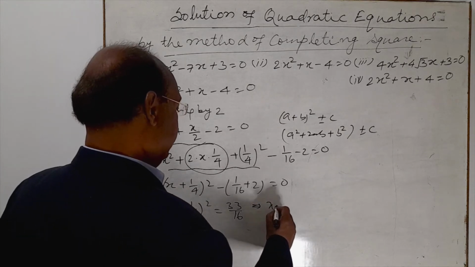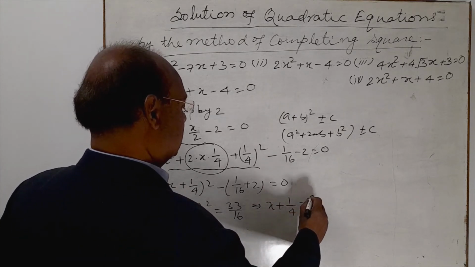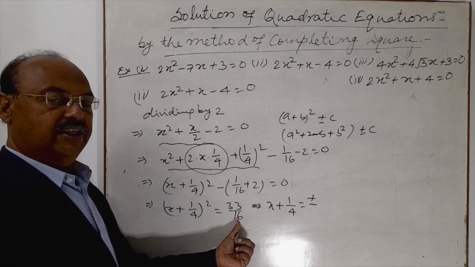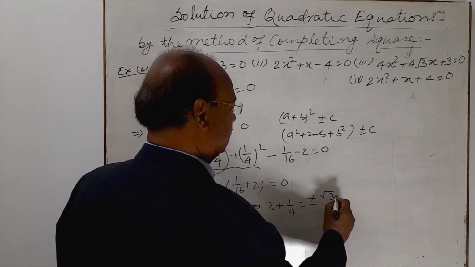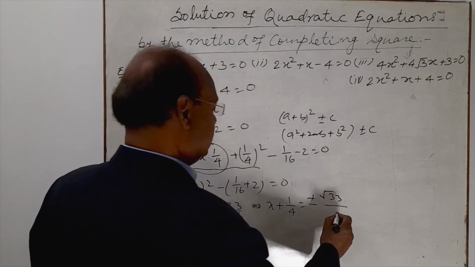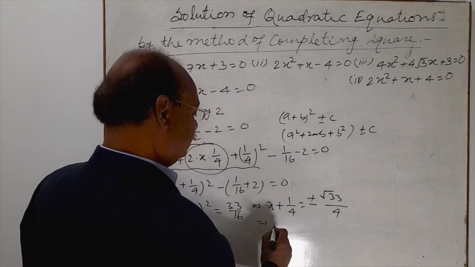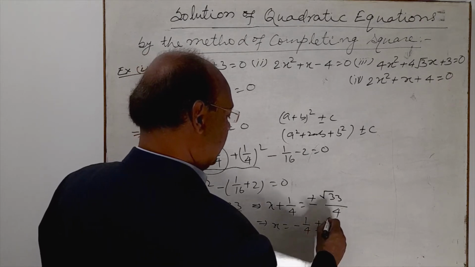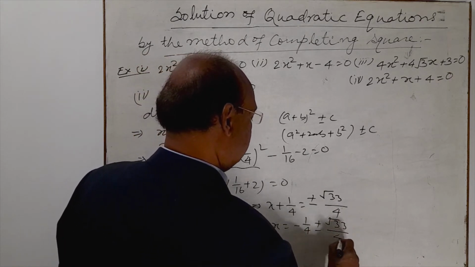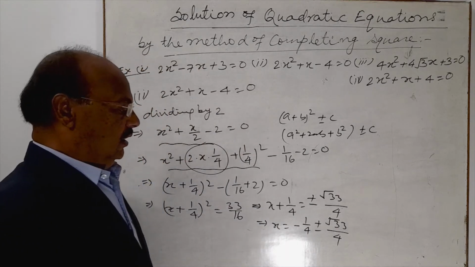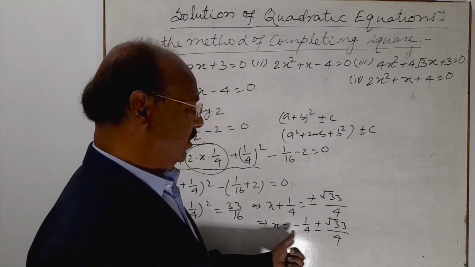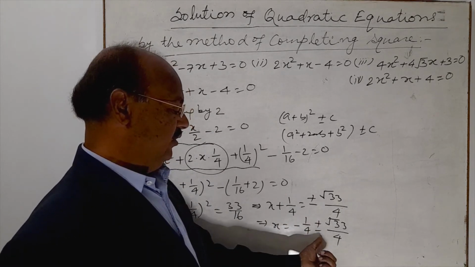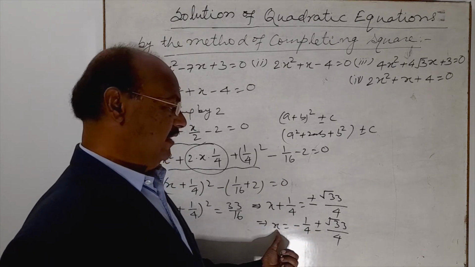And therefore, taking square root on both the sides, this square will be removed from here. So you will get x plus 1 by 4 is equal to plus minus square root of 33 by 16. Means square root of 33 and square root of 16 is 4. And therefore, x is equal to minus 1 by 4 plus minus root 33 by 4. Correct? So you will get two values of x here. When you take this plus sign, you will get one value of x, and when you take this negative sign, you will get another value of x.